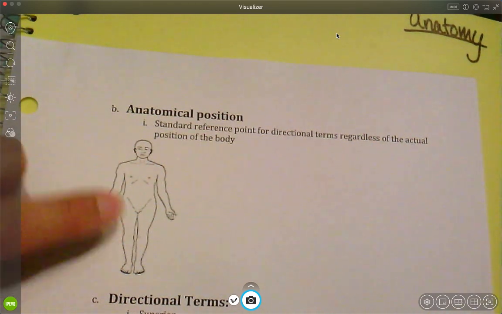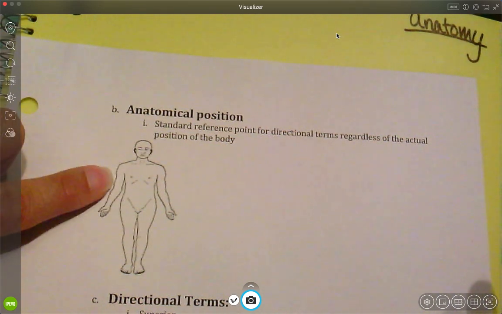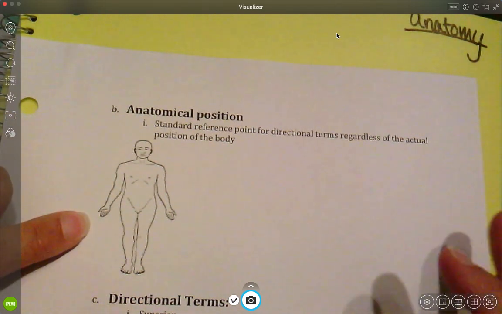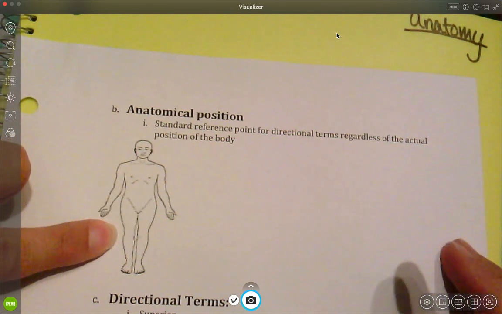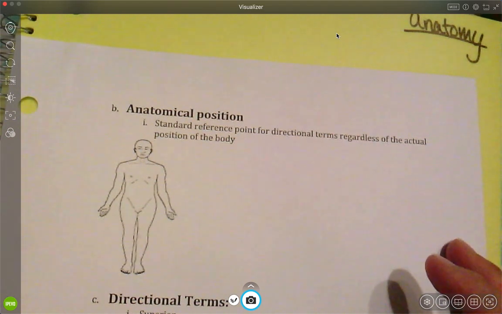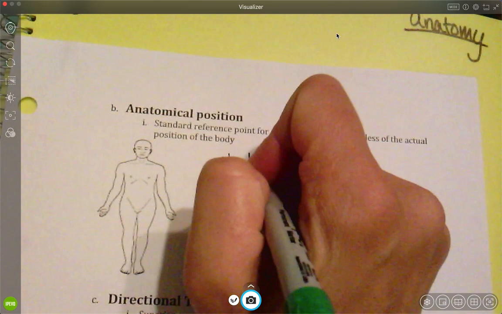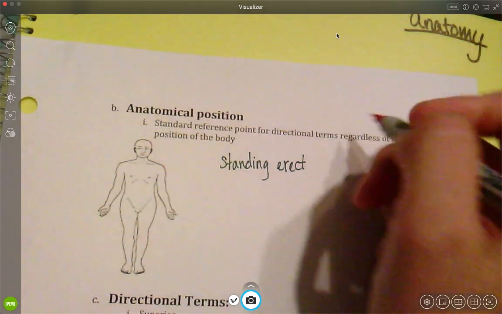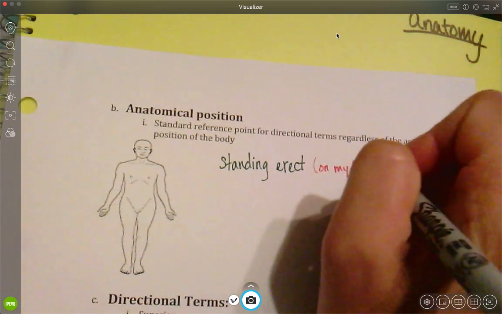That whenever I'm talking about a muscle, I'm talking about a bone, I'm talking about anything, we automatically put the person in this position, and then we determine, is it above, is it below, is it on front, is it on back, is it to the side, is it to the middle, based on this position right here. So we're going to describe this position. So the first thing is standing erect. First grade words for that means that I'm standing on my feet. I'm standing up. That's what that means.